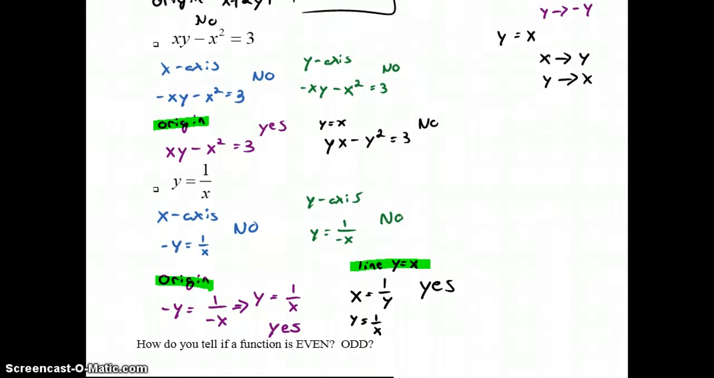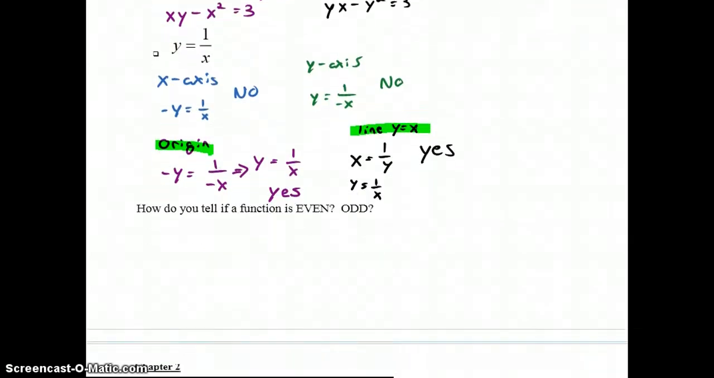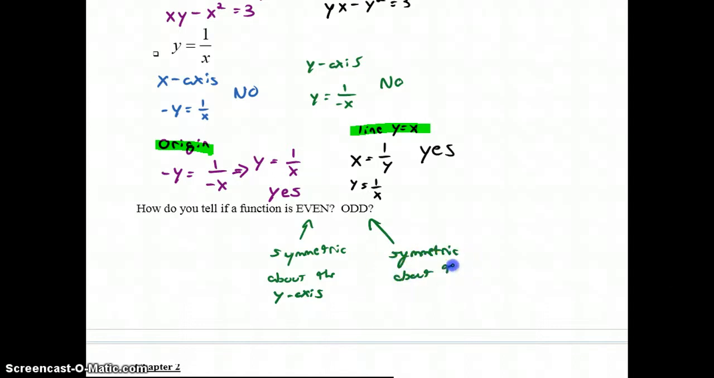So, how do you tell if a function is even or odd? Well, even comes down to symmetric about the x-axis. No, not the x-axis, the y-axis. Odd is symmetric about the origin.